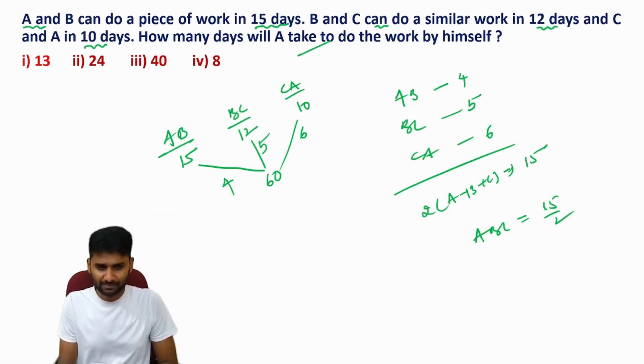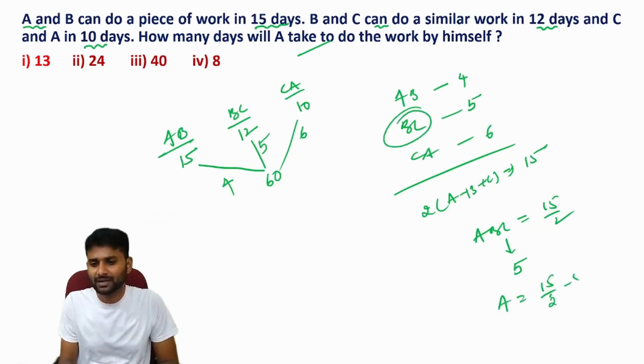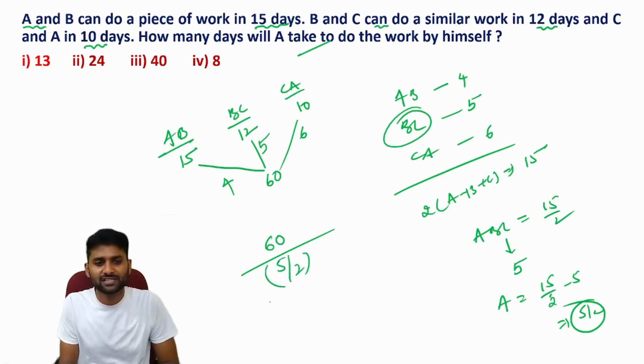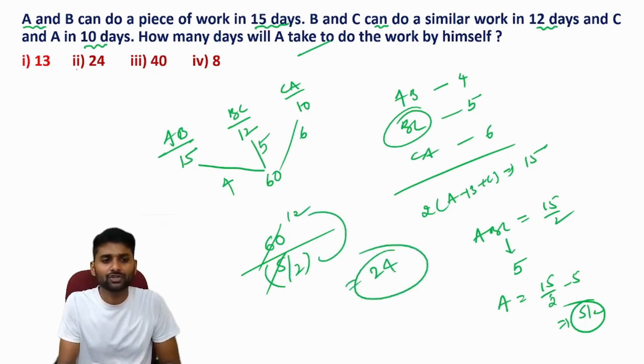Out of ABC, the BC value is exactly 5. So what about A's efficiency? 15 by 2 minus 5 is equal to 5 by 2. Now we have to complete 60 units. We are assigning A's efficiency as 5 by 2. So 60 divided by 5 by 2 is 12 times 2, which is 24. We are going to complete it in 24 days.